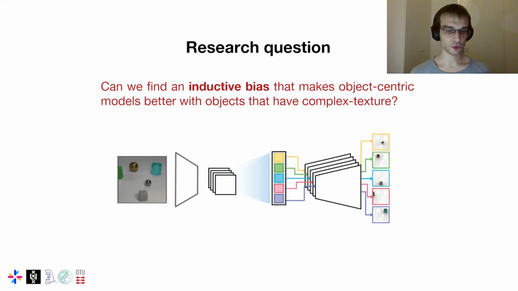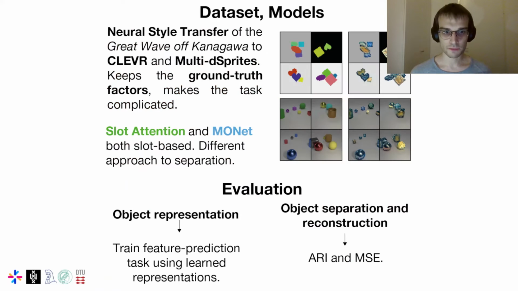Object-centric models aim to obtain separate distributed representations for the distinct objects that are present in the input. These models have often been tested on simple datasets where the objects are visibly well-defined. But in this paper, we want to find what are some useful inductive biases to extend these models to more complex scenes. We do this by applying neural style transfer to two datasets.